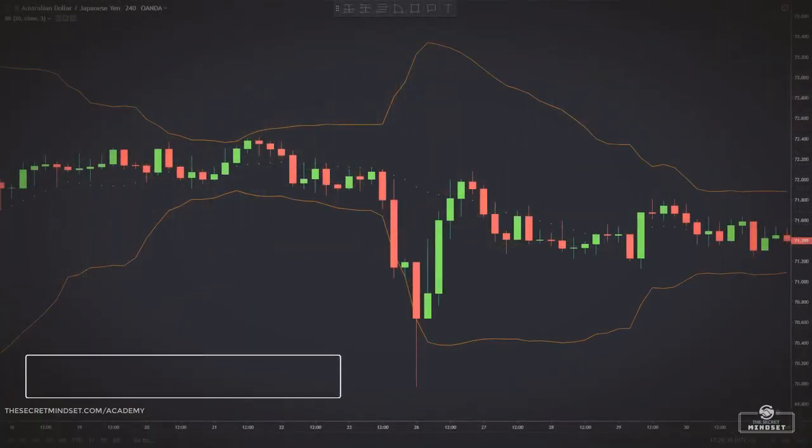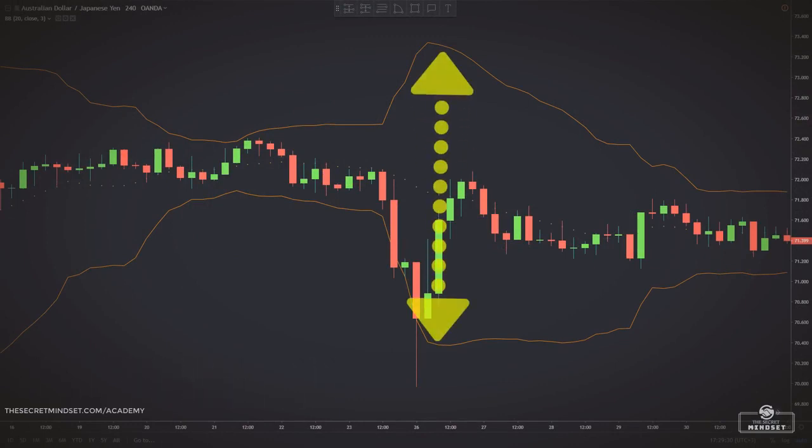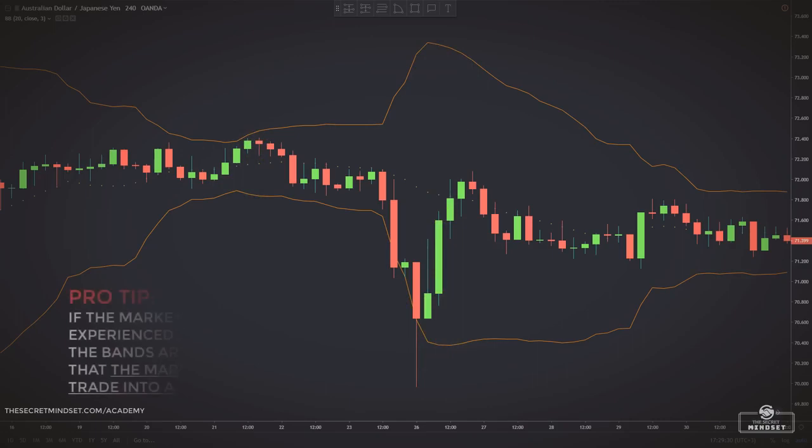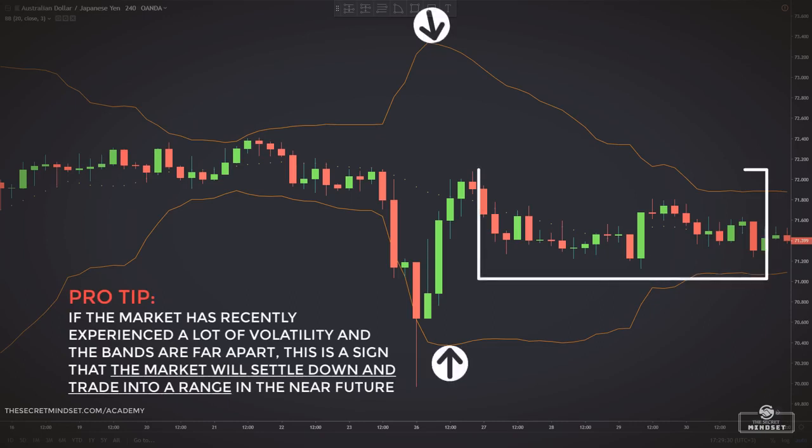As we previously mentioned, the Bollinger Bands indicator measures the volatility on the market. The wider the band, the more volatility it has. A narrow band means indecision on price movement, and when this happens, it is almost guaranteed that markets are about to move either up or down. Also, if the market has recently experienced a lot of volatility and the bands are far apart, this is a sign that the market will settle down and trade into a range in the near future.